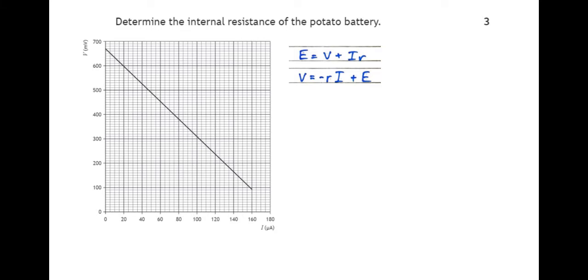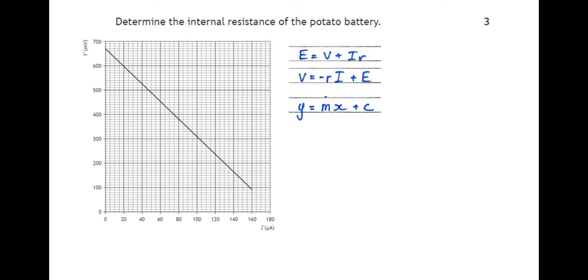Now, your maths teacher is bound to have explained to you that for any graph with a straight line, the equation for that graph is of this form, y equals mx plus c, which means any point on the line, the value of its y value is equal to the gradient multiplied by the x value plus some constant, which is the y-intercept. Now, if we compare that formula, y equals mx plus c, with the one above it, V equals minus rI plus E, you'll see they're very similar.